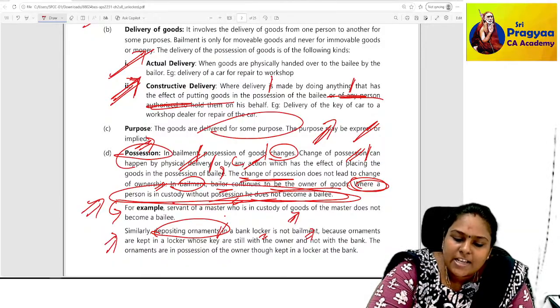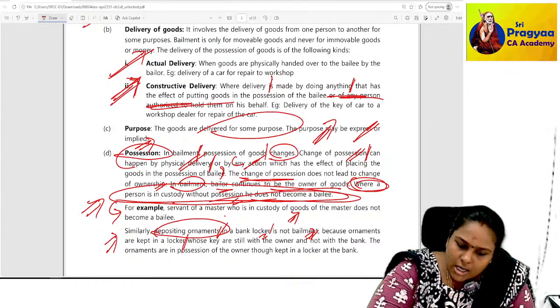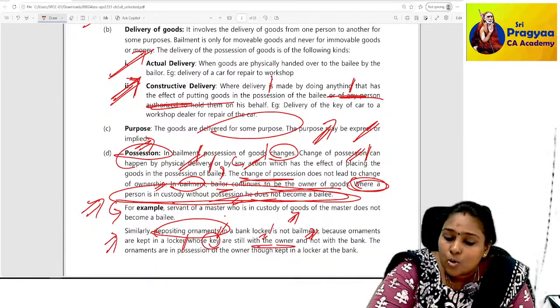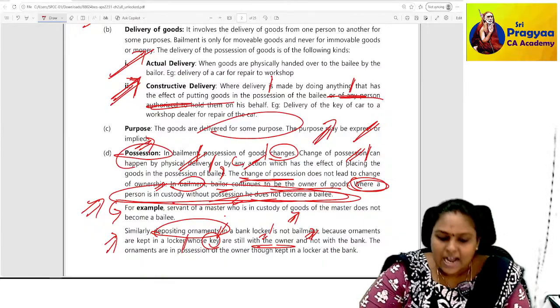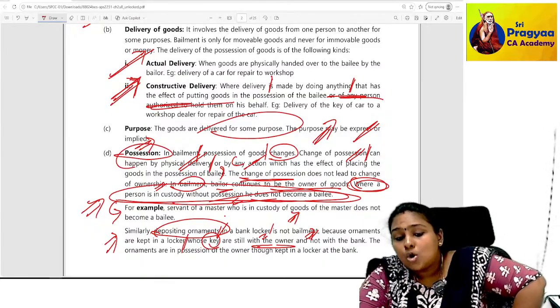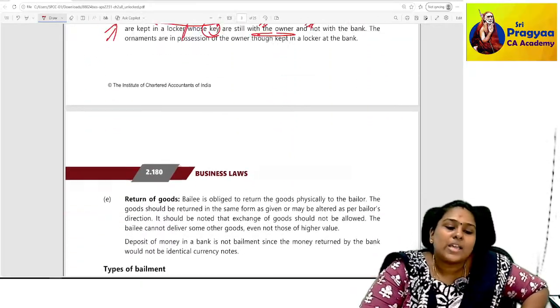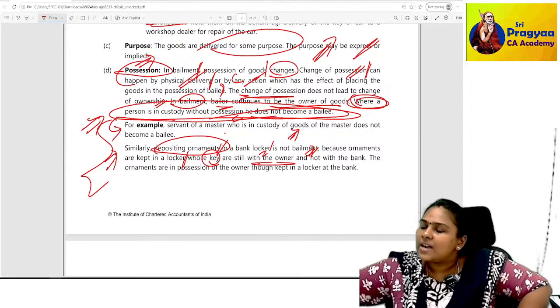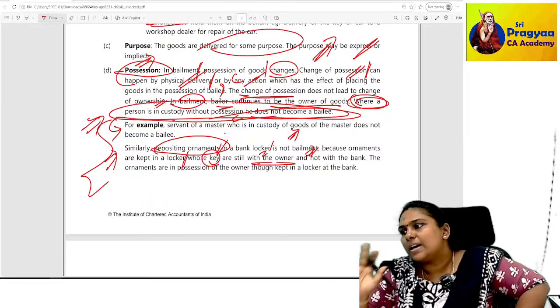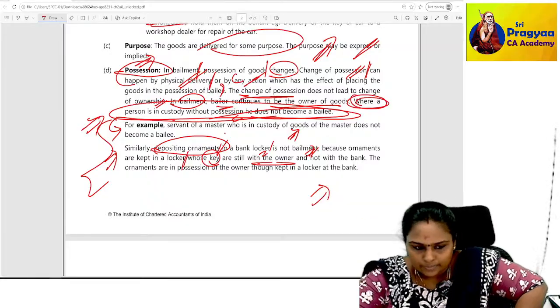Similarly, depositing the ornaments in a bank locker is not bailment because it is kept in a locker whose keys are still with the owner and not with the bank. The ornaments are in possession of the owner, though kept in a locker inside the bank. So, these two cases are examples where my goods are safeguarded by another person, still it will not come under bailment. So far, no question has come from this area. Please have a look. எப்போ வேணா கேட்கலாம்.